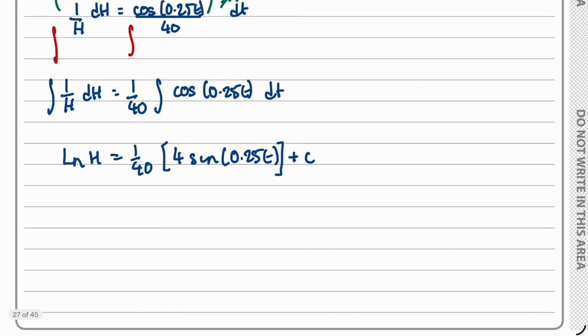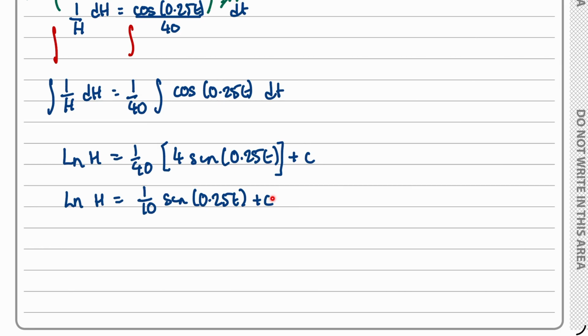Now we can tidy up this right hand side. So we've got the natural log of h. 4 divided by the 40 will give us 1/10 times the sine of a quarter t plus that constant.